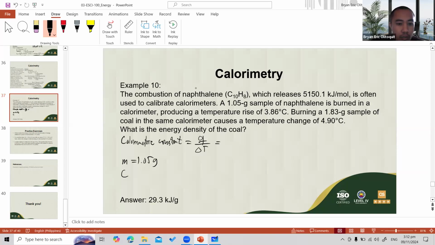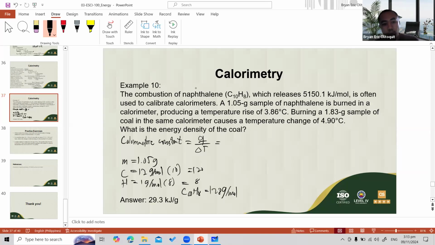We have 12, so C is equivalent to 12 grams per mole, and H is 1 gram per mole. Using this data, we multiply this by 10 and this by 8. You have a total of 20 here and this one is 8, so you have C10H8. Its molar mass should be equivalent to 128, no?